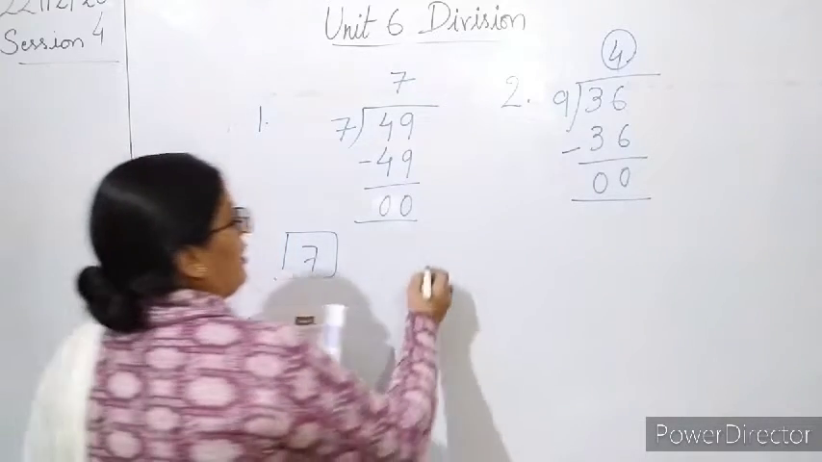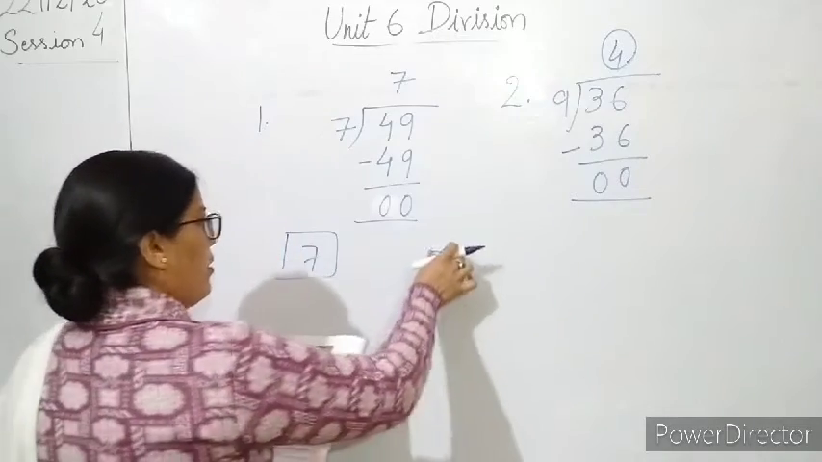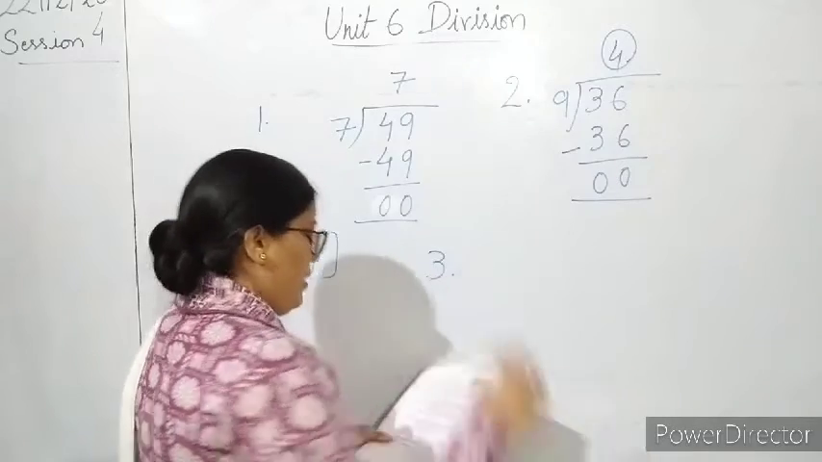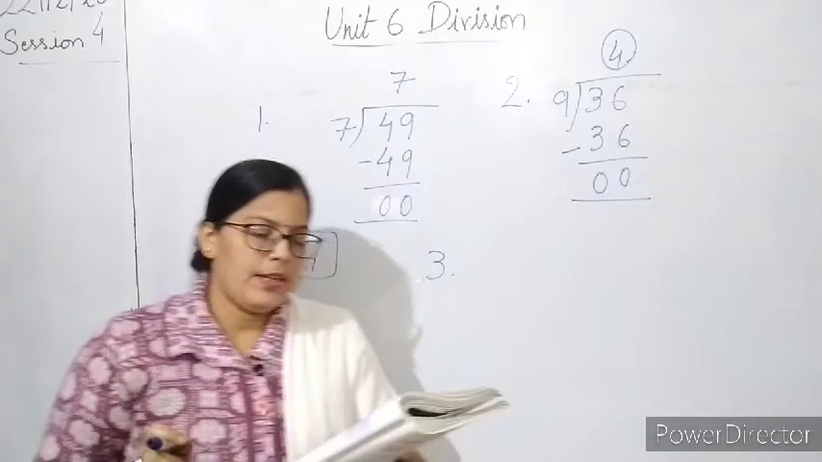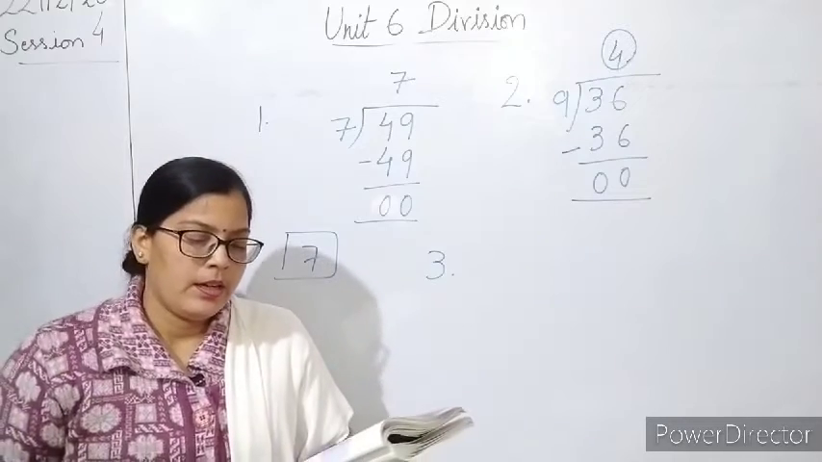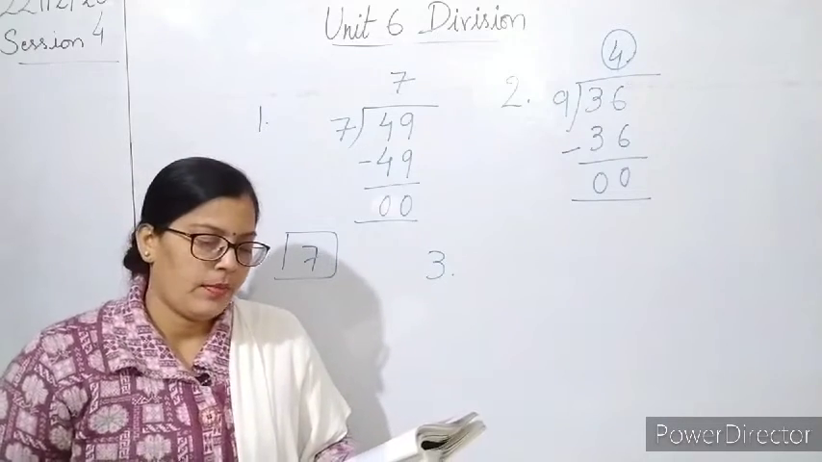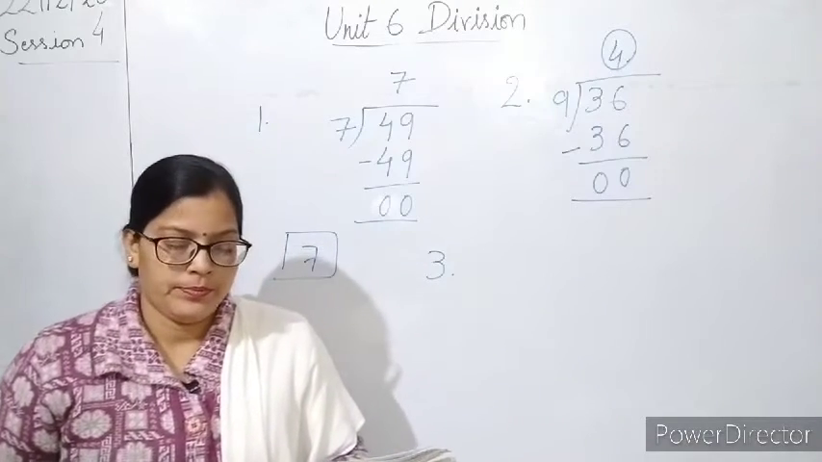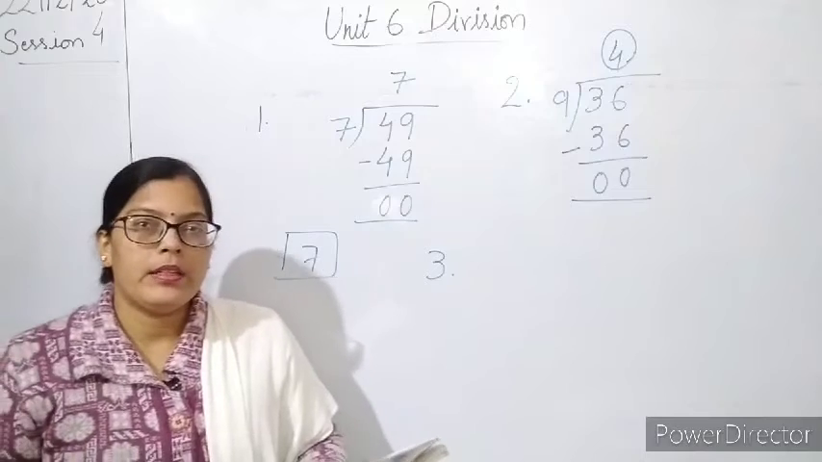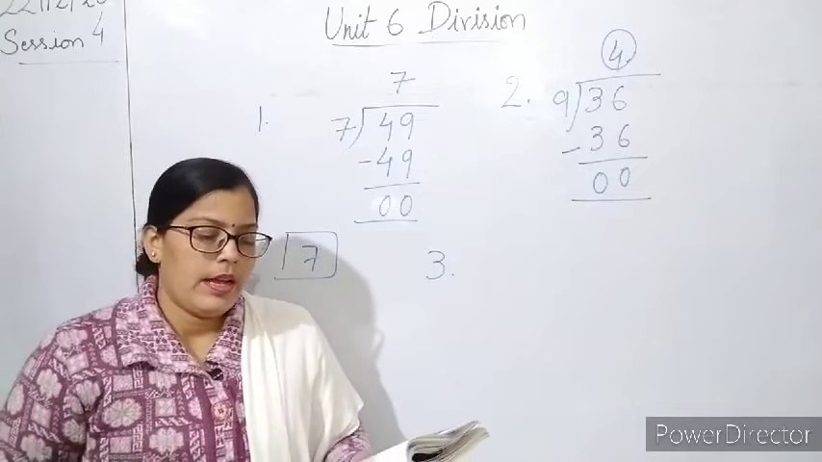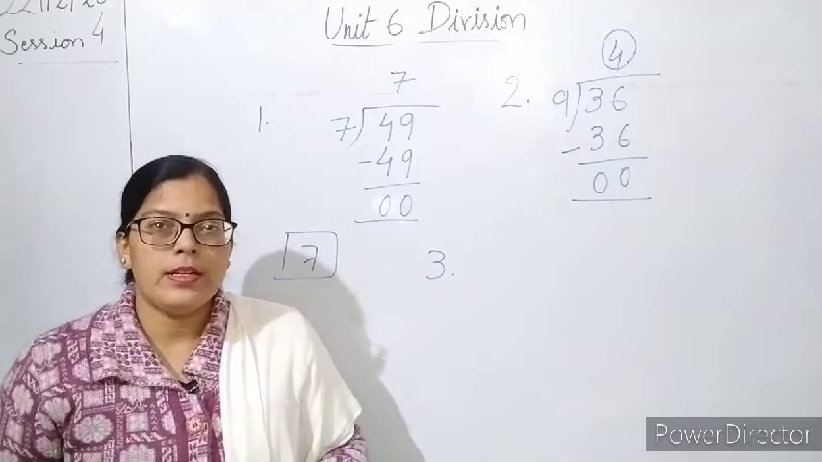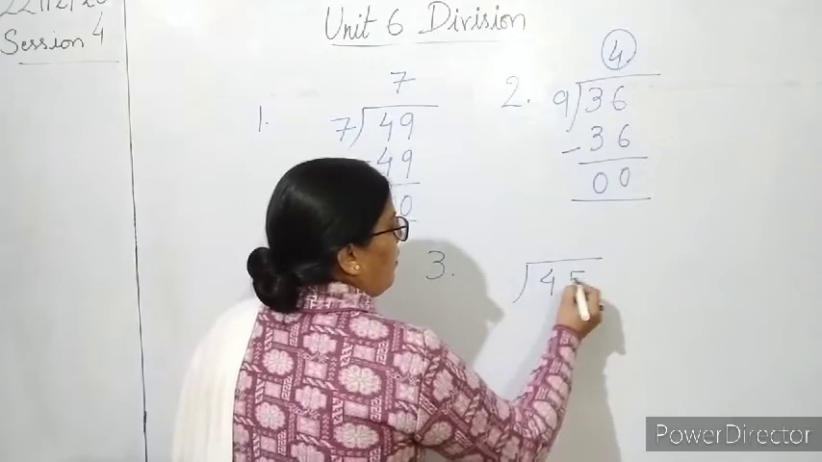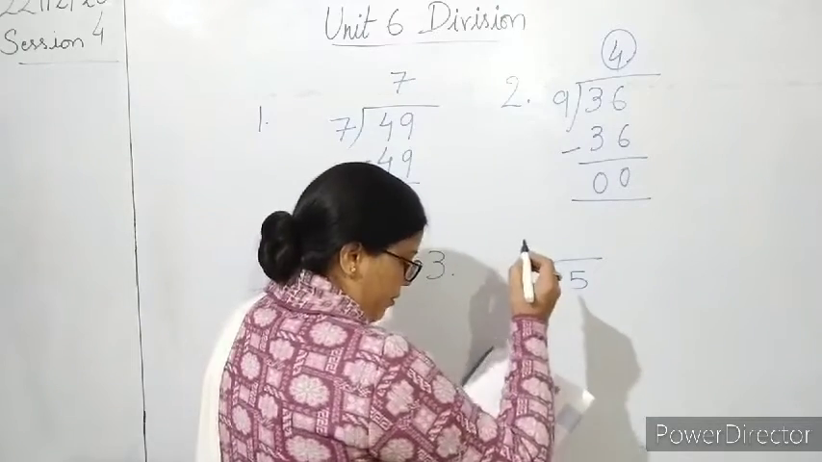Now question number 3 is, a gardener planted 40 trees in 5 rows. How many trees did he plant in each row? So here the dividend is 40 trees and the number of groups, that is the divisor, is 5. So we will divide 40 by 5.